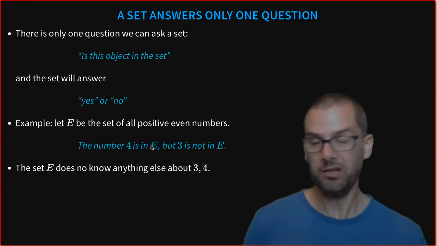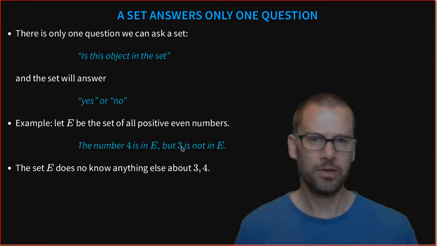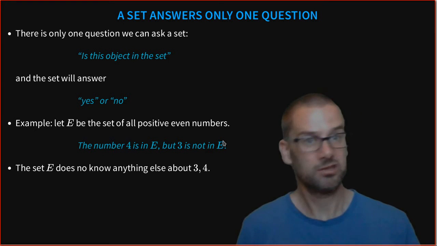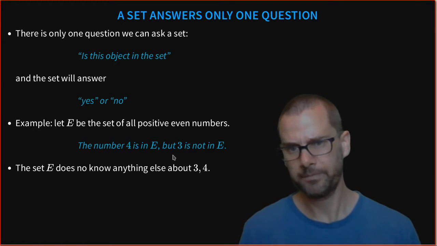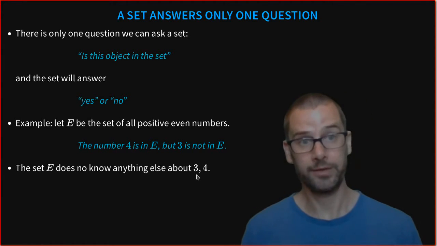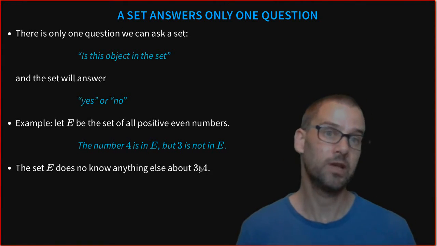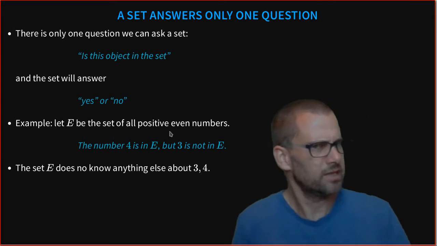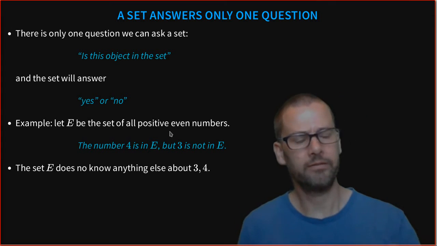4 is in E because it's even, it's 2 times 2, but 3 is not in E because it can't be written as 2 times another integer. And this set E doesn't know anything else about 3 and 4. It doesn't know that 3 is prime, it doesn't know that 4 is, say, the second thing in that set. That doesn't even make sense. So the set is a very, very simple object.